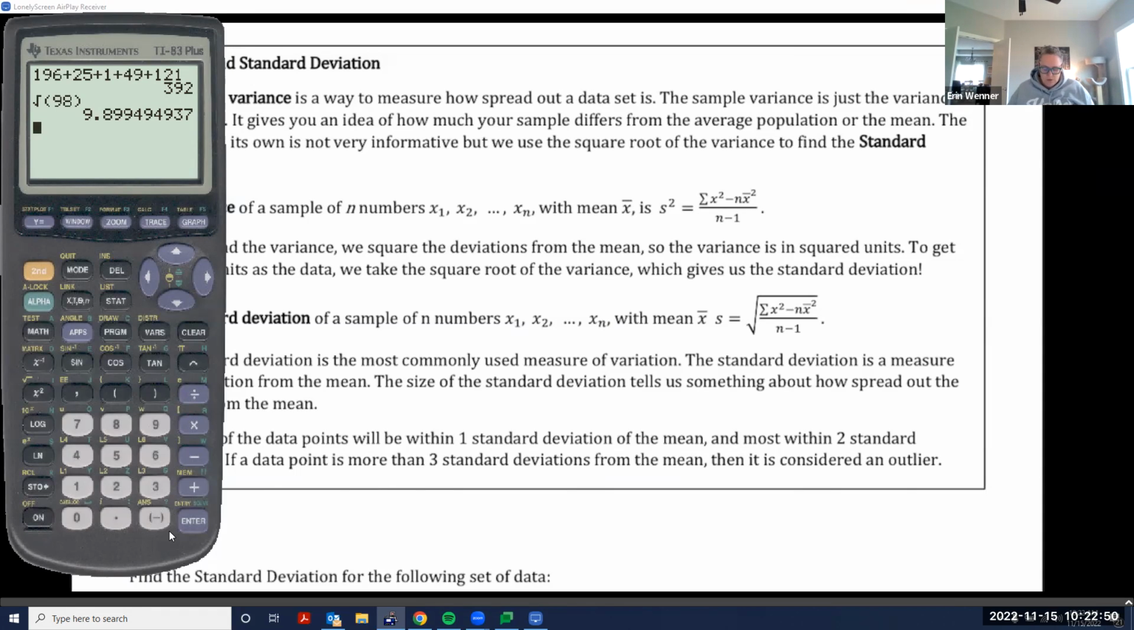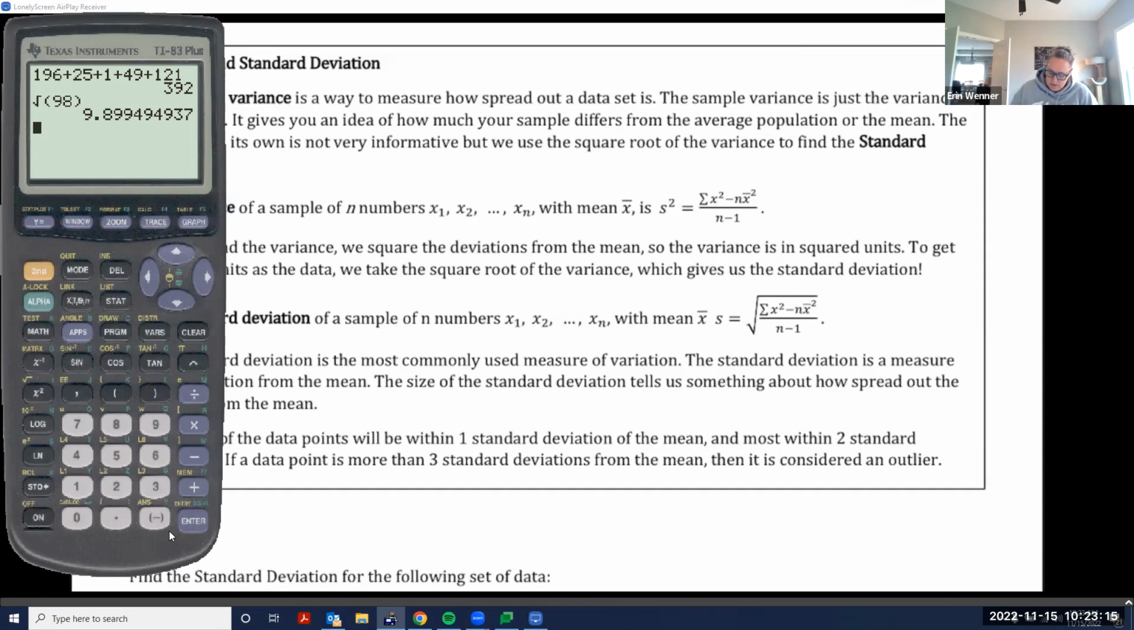So we have these formal equations or formulas to find the variance. It says the variance of a sample of n numbers, x1, x2, all the way to x sub n. That's just giving us our data set with mean x bar is, and it shows that what they're doing is they're finding the sum of the squares of the data, right?